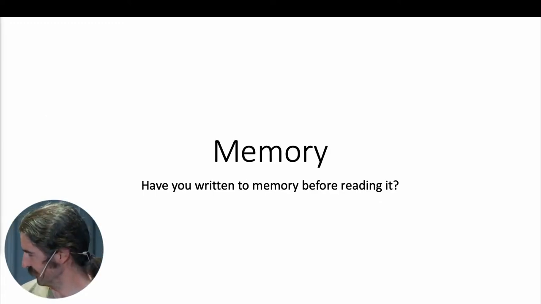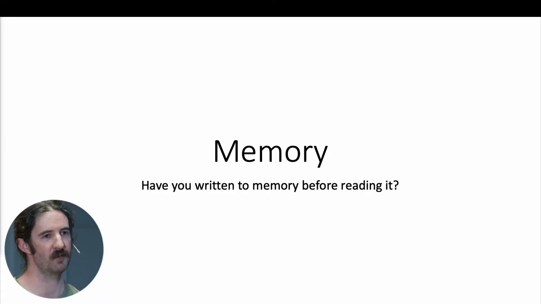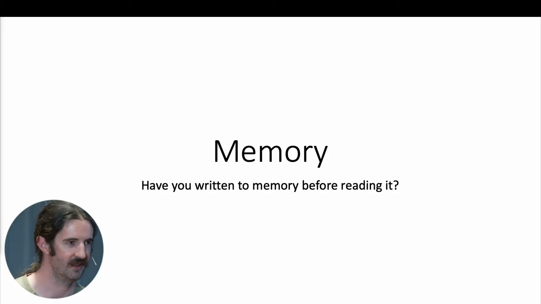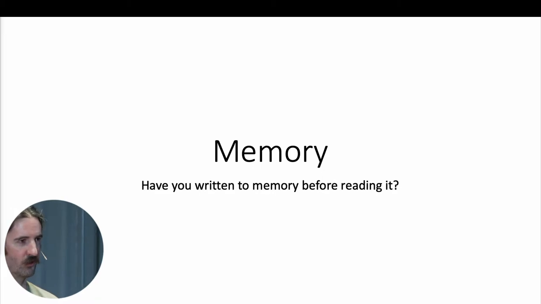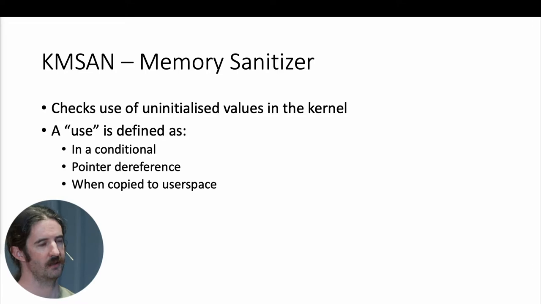Lastly, it's possible to accidentally read memory before you've written to it, in which case exactly what will be in the memory is undefined. And if that memory is passed out to user space, then you could accidentally leak information. KMSAN will check for this. We store bits to say whether this memory has been initialized, and then on use, it will check if this is valid.